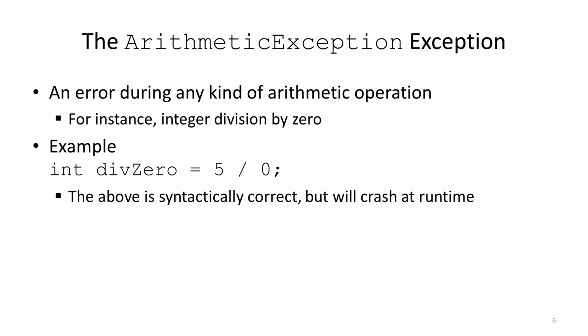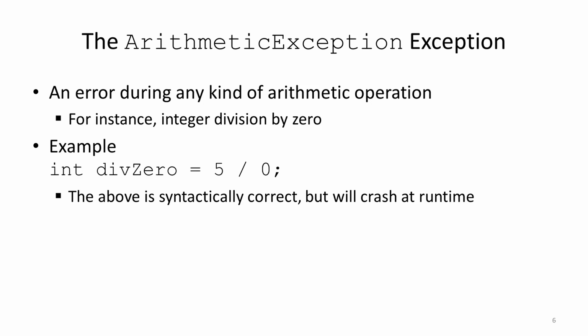The first exception is called the arithmetic exception. The arithmetic exception happens when there is an error during any kind of arithmetic operation. Arithmetic operation meaning add, subtract, multiply, and divide. For instance, integer division by 0. Know that you cannot divide a number by 0, but if you were to do this in a Java program, int div0 equals integer 5 divided by integer 0, actually this line is syntactically correct. Syntactically correct meaning it will pass the compiler.